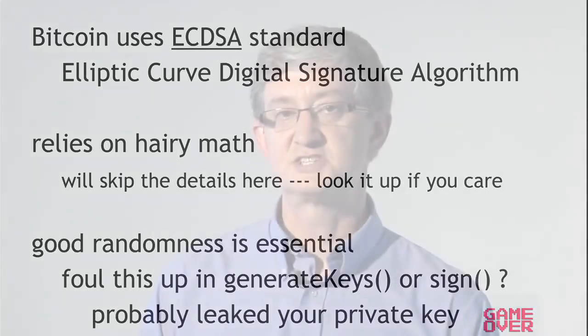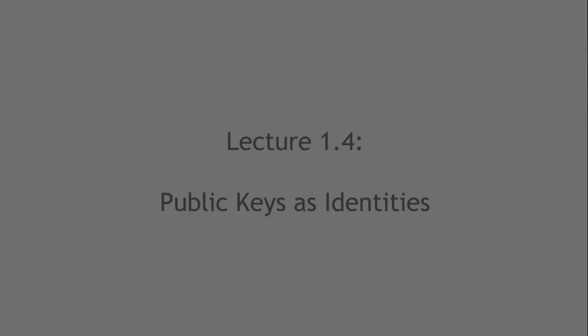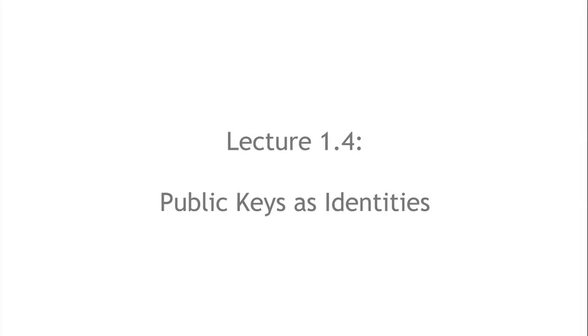So that completes the discussion of digital signatures as a cryptographic primitive. And then in the next segment, we'll move on and talk about some applications of digital signatures that will turn out to be useful in building cryptocurrencies. In segment 1.4, we'll move on, having covered digital signatures, and talk about a nice trick that we can use that goes along with digital signatures.